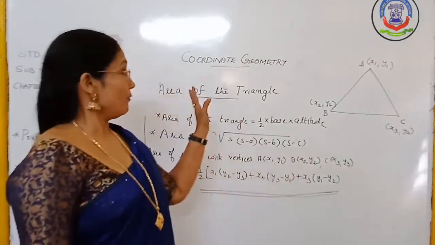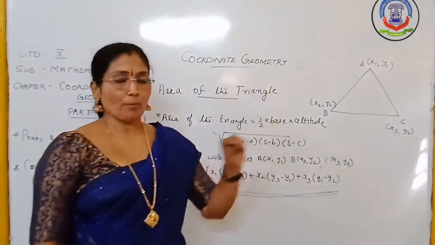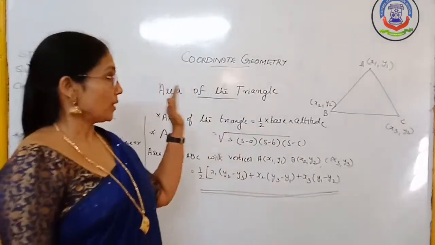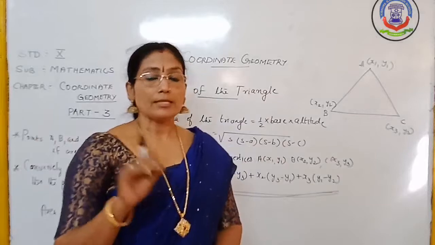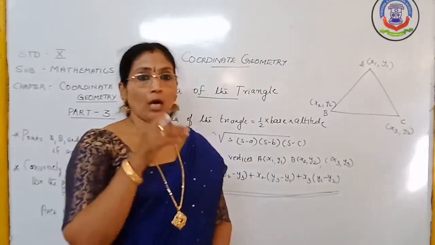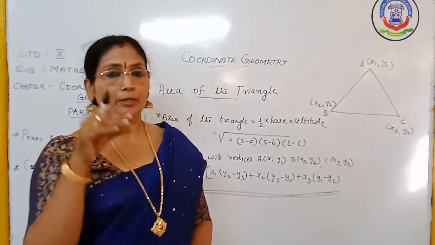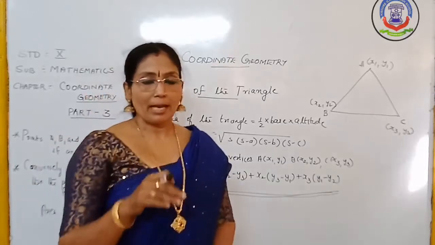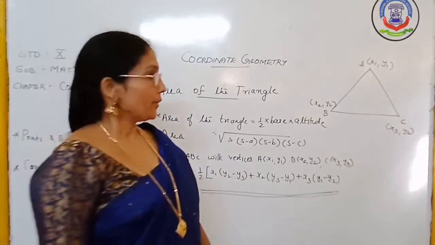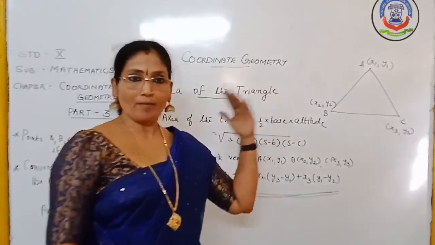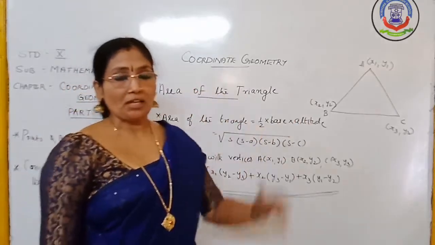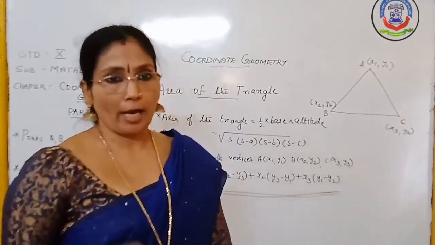In the previous section, we learned about coordinate geometry, some more points. What are the points we have studied? First, how to find the distance between any two points, and how to find the point that divides a given line segment in a given ratio. All those formulas you have already learned. Now today we are going to see how to find the area of a triangle.